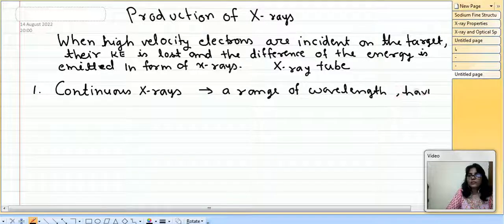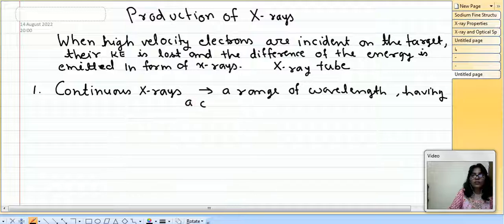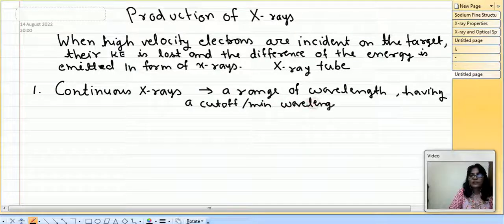Having a cutoff or minimum wavelength. So in this spectrum, the range of wavelength is continuous. Means we will have a wavelength lambda, then let us say 1 angstrom, then 1.1 angstrom, 1.2 angstrom, and so on up to certain range.